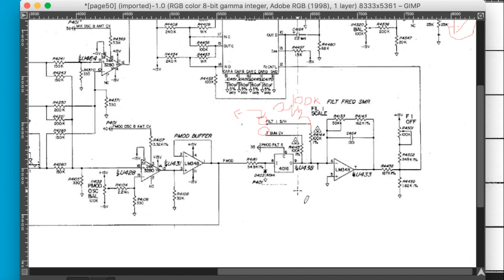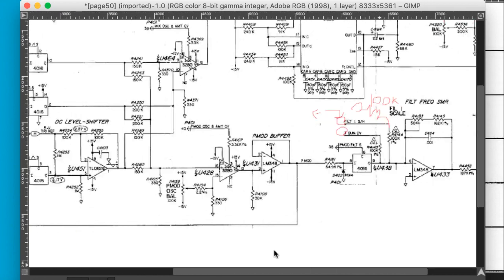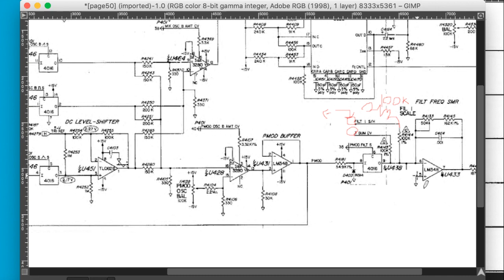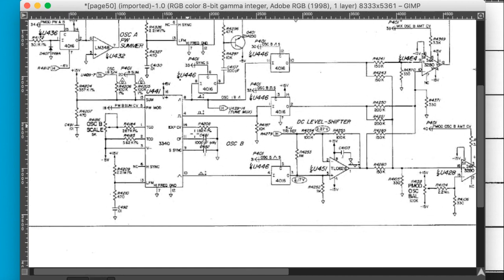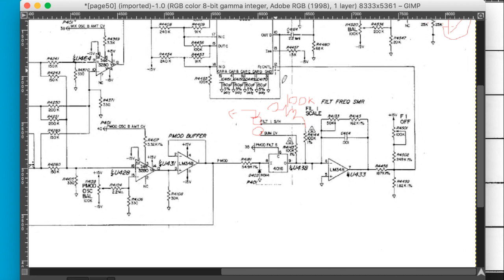We have this CMOS switch, controlled by the microprocessor, to see how much of this PMOD signal affects the filter itself. Oh, so you could do crazy things. You could have oscillator B running at an audio rate and have that modulate the cutoff of the VCF at audio rates. And that's really pretty awesome.